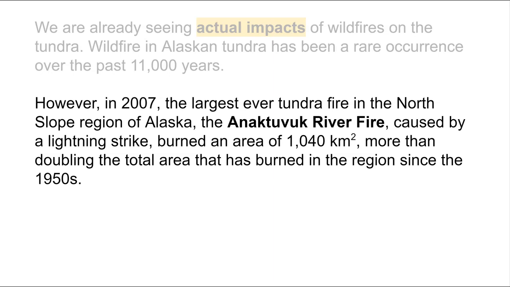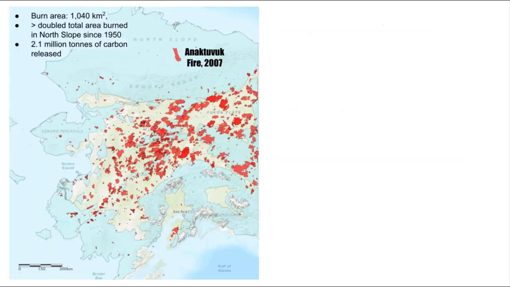2007, the largest ever tundra fire in the North Slope region of Alaska, the Anaktuvuk fire, caused by a lightning strike, burned an area over 1,000 square kilometers. To give a sense of scale, that's more than doubling the area that's burned in the region since the 1950s. One fire was equivalent to twice the total amount of area burned in the previous 50 years. It's a massive, massive scale. And there you can see it.